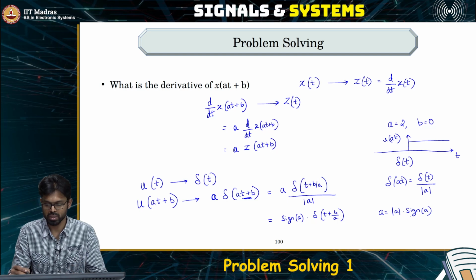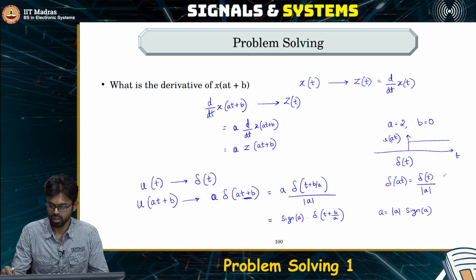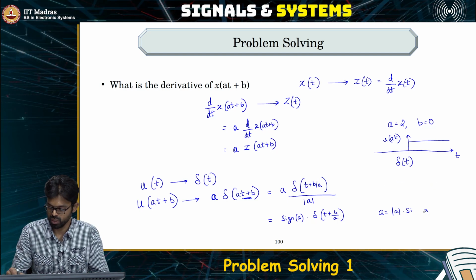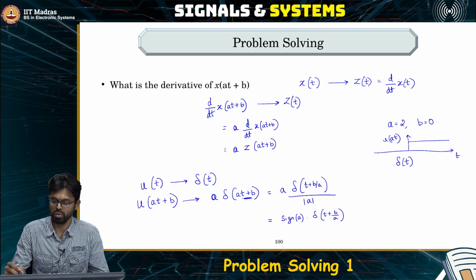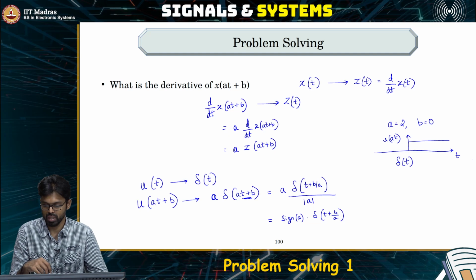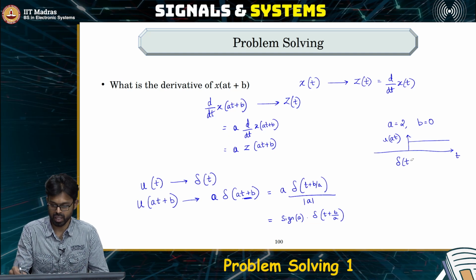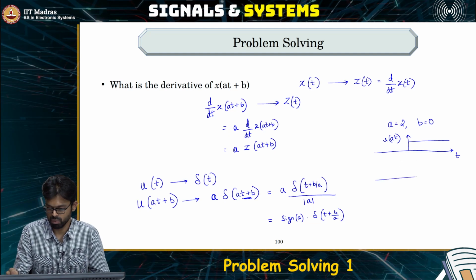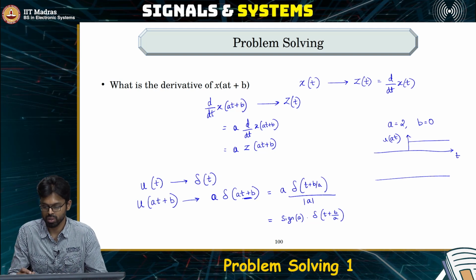So, let us see what happens if a is minus 1 or a is minus 2. Let us see this case. So, if a is equal to 2, then this is the Dirac delta derivative. Intuitively, we saw this should be the case. Now, let us see with calculus why this should be the case.